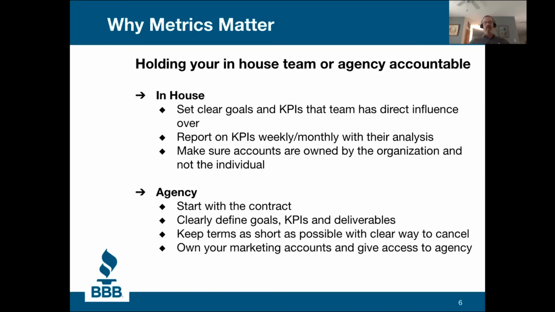And so that's why setting clear goals and KPIs that the team has direct influence over matters. If you give someone a KPI, but they're unable to do anything to improve it or impact it, then it really isn't a KPI they should be tracked on, because it needs to be something they have direct influence over. Maybe one of the KPIs is email open rate, and that's how you're going to judge your email marketing team. Well, that is something they have direct influence over. They can test, they can improve quality of content to improve those open rates.